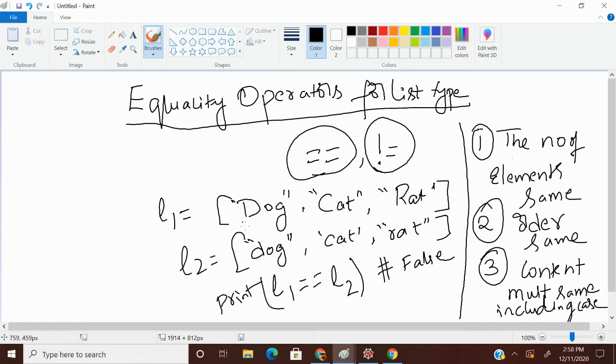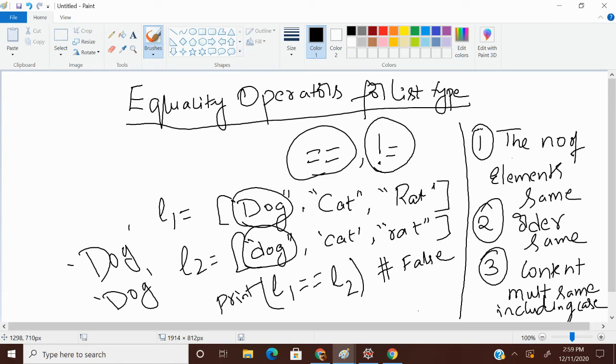What happened here? It will compare L1's dog and L2's dog. In L1, dog's D is capital. In L2, dog's d is small. So that's why they both are not equal. If they both are equal, then it goes to the next element in the list and starts comparing. If they are also equal, then again it goes to the third element and starts comparing. If all are equal, then it returns true. If it is not equal, it returns false.